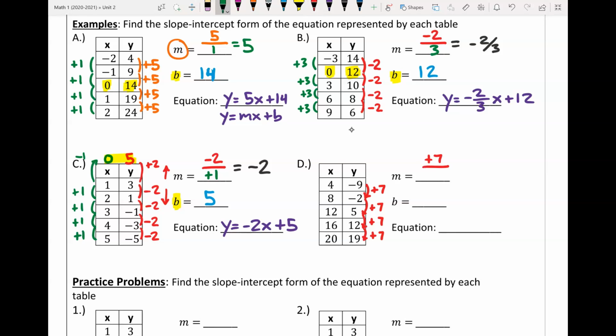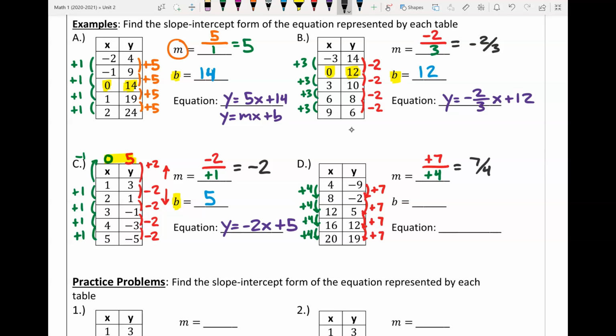What is the change in the x values? 4 to 8, looks like that is a plus 4. 8 to 12, plus 4. 12 to 16, plus 4. 16 to 20, plus 4. So it looks like the change in the x values is positive 4. So then my slope is going to be 7/4.